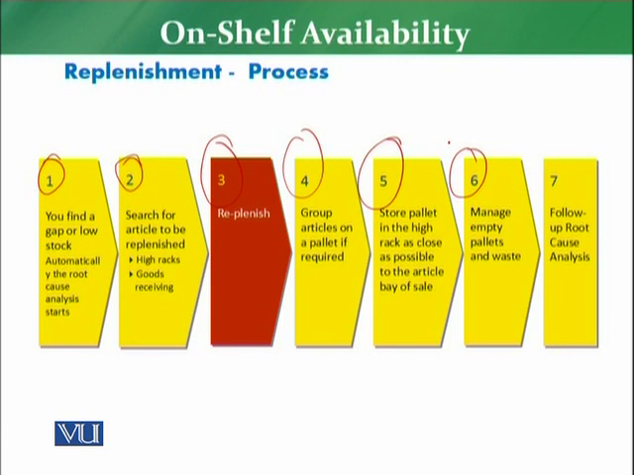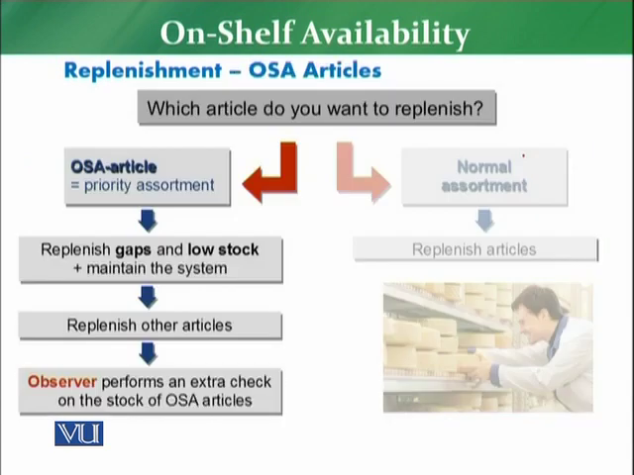Sixth, you need to manage empty pallets and waste. And the seventh step is that you need to follow up on root cause analysis, so that this gap mistake should not happen again. So you need to review all these 7 steps to move forward. Then, replenishing on-shelf availability articles.